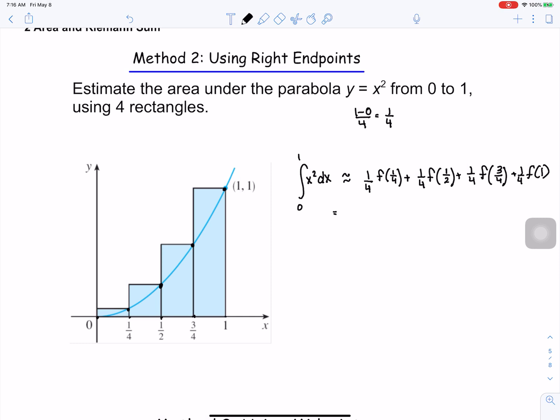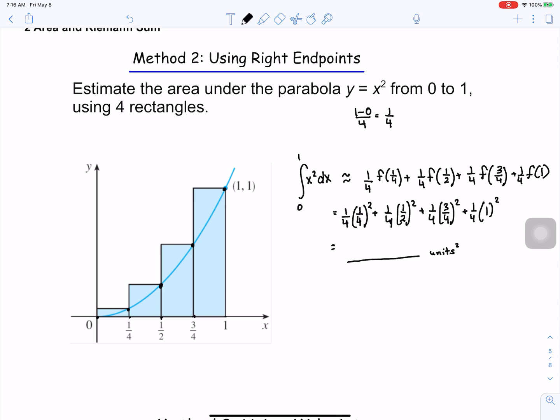Okay, so this is going to be equal to 1/4. My y value is 1/4 squared, plus 1/4. My y value is 1/2 squared, plus 1/4. My y value is 3/4 squared, plus 1/4, 1 squared. And then you just work that out. It'll be that many units squared.